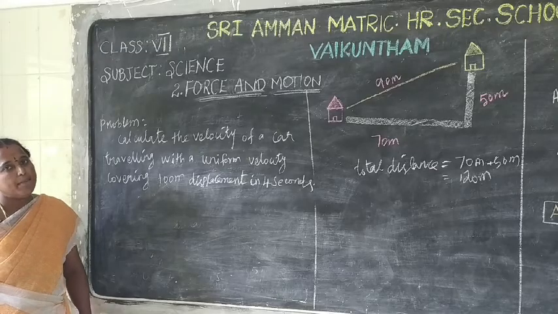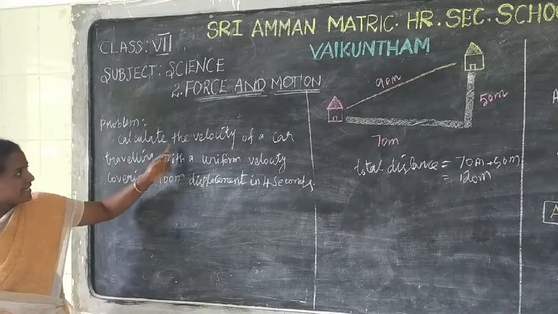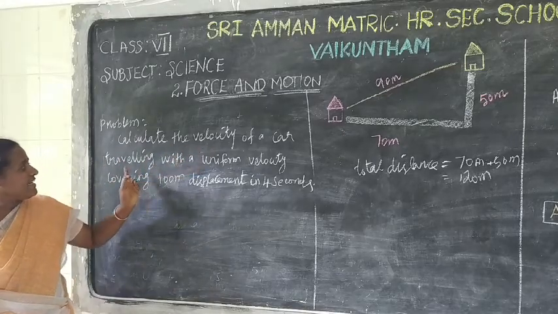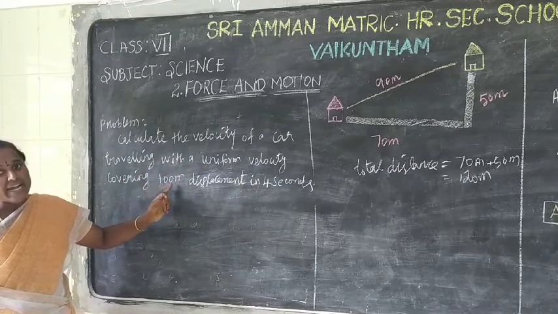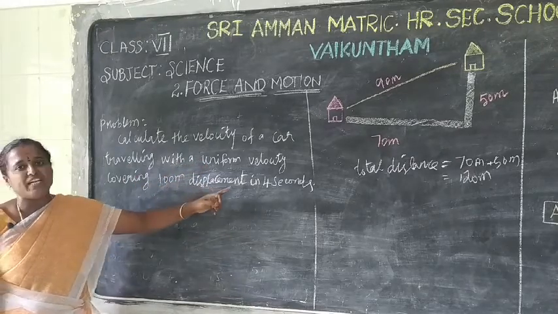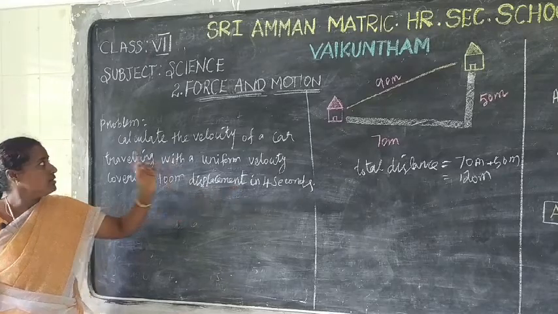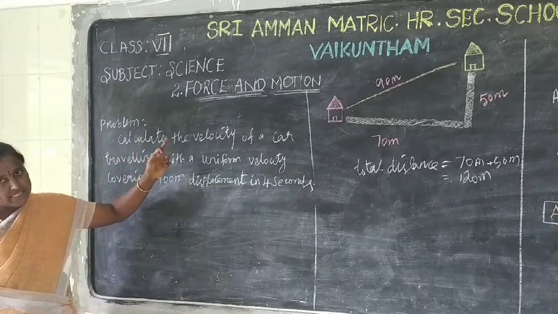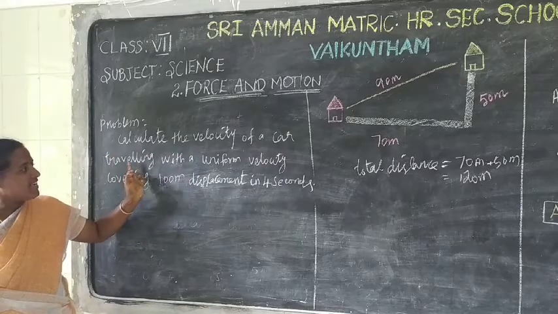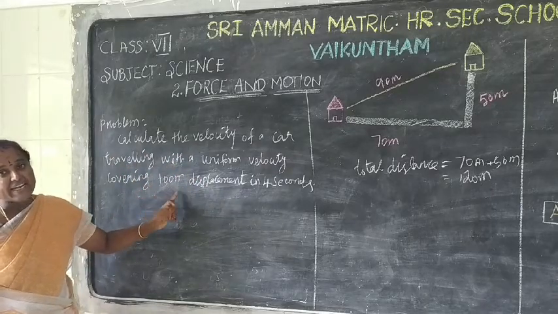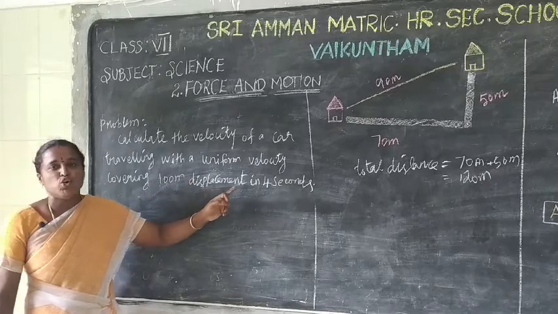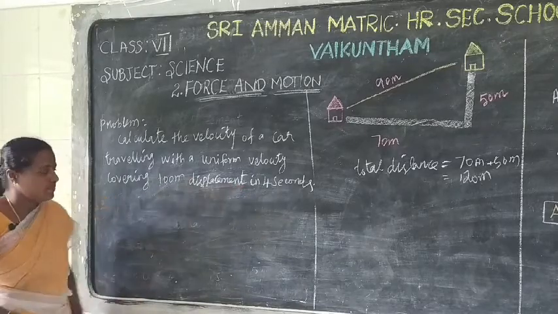Next is a problem. Calculate the velocity of a car traveling with a uniform velocity covering 100 meter displacement in 4 seconds.